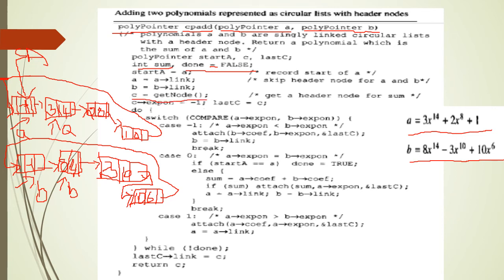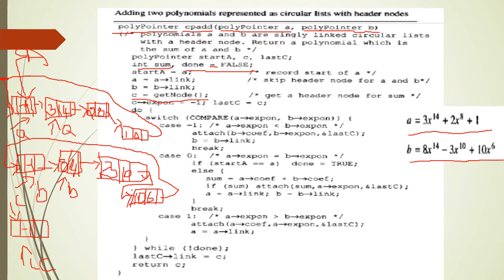Then C is equal to getNode. As I already explained in the previous slide, getNode gets you a node. So when I execute the statement C is equal to getNode, it will create one node with three fields in it. Names of those fields are coefficient, exponent and link. Then C of exponent is equal to -1, as I already mentioned that the exponent field of a header node holds the value -1. Then lastC is equal to C. So, name of this node is C at this point of time. I will take one more variable called lastC, and lastC is also pointing to the same node now, because this is the only node, the first and last node of the resultant polynomial.